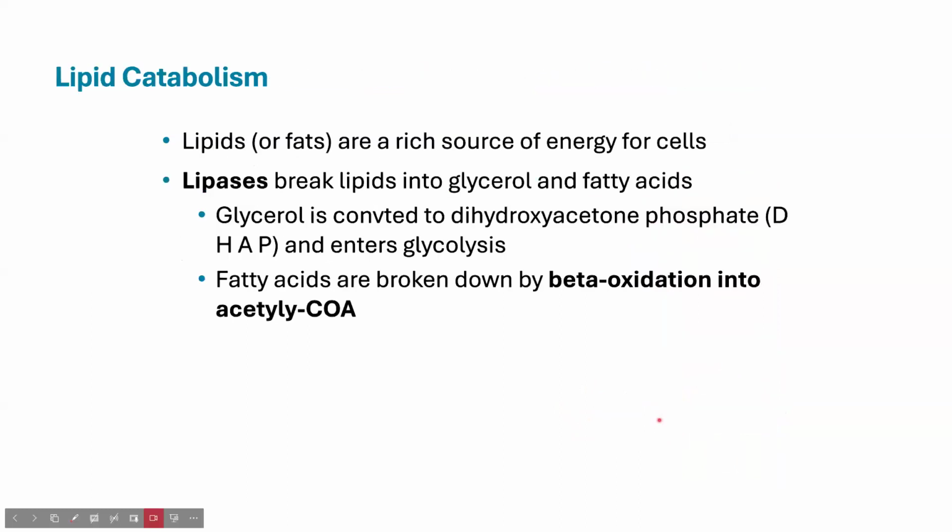And so this is kind of summarizing that. Your lipases are going to break your lipids into glycerol and fatty acids. And then the glycerol can be converted to DHAP, and DHAP is what enters into glycolysis. Fatty acids are broken down to form acetyl-CoA, which is the product of the intermediate step, which can then enter into the Krebs cycle.